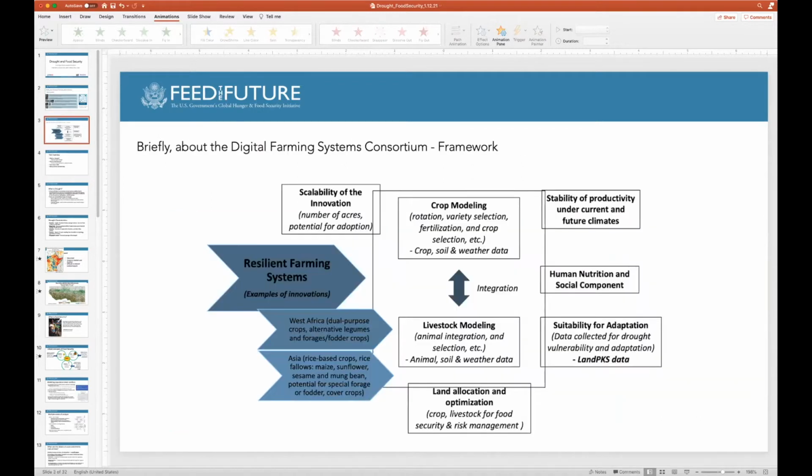And in general, what we're doing is looking at examples of innovation of resilient farming systems in West Africa and in Asia. And we're going to be providing information which is derived from crop modeling and livestock modeling and land allocation. But what we will be talking about today is the human nutrition and social component.